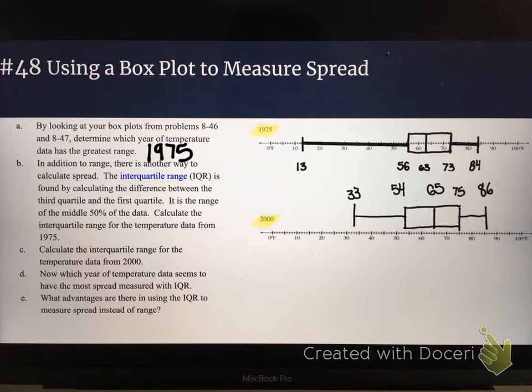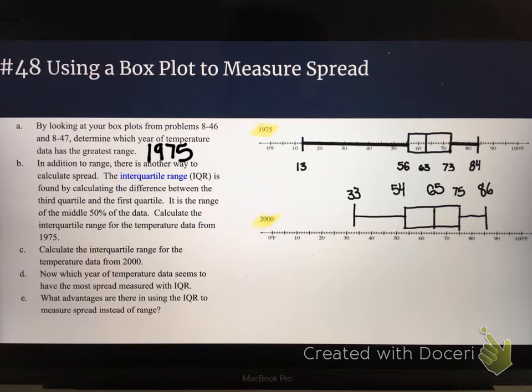Okay, let's move on to letter B. It says, in addition to the range, there's another way to calculate spread. The interquartile range, they will abbreviate it using the letters IQR, is found by calculating the difference between the third quartile and the first quartile. It is the range of the middle 50% of the data. Calculate the interquartile range from the temperature data from 1975.